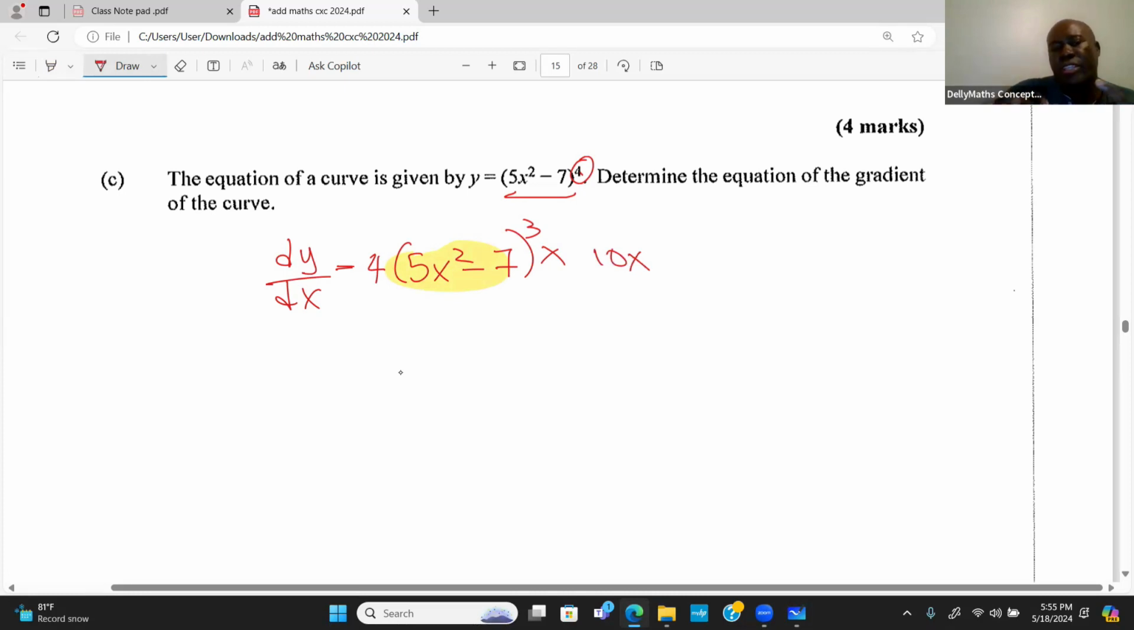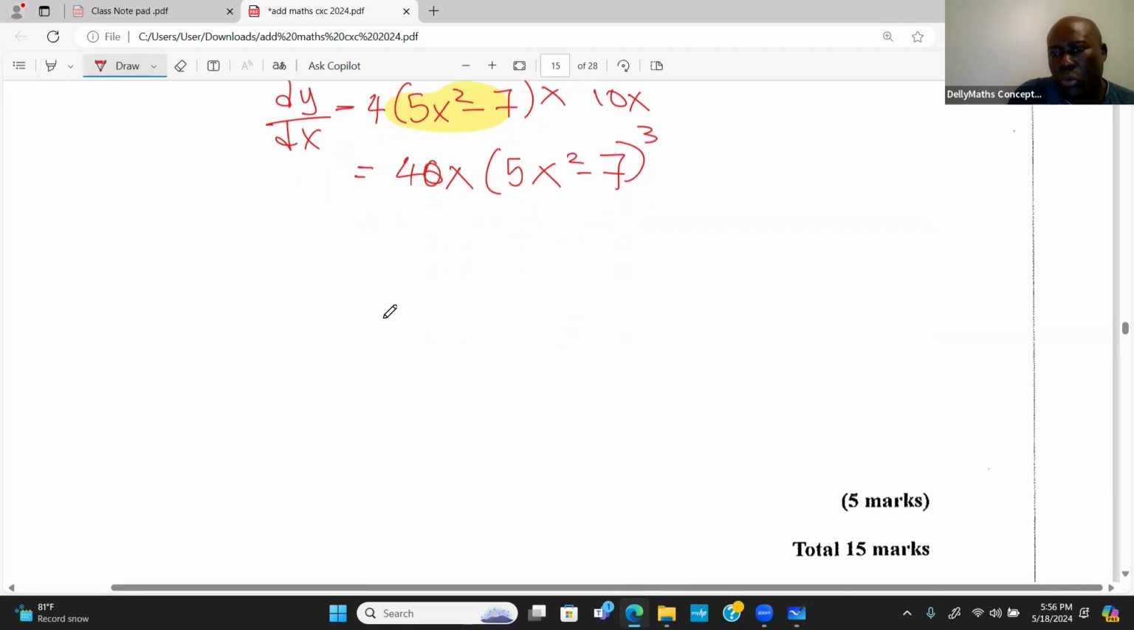So you take the derivative of the whole thing, you understand? And then you take the derivative of the inside and you multiply it. You end up getting the chain rule there. So basically you're looking at 40x times (5x squared minus 7) raised to the third. Definitely, that's the answer for that. Very quick and fast if you want.